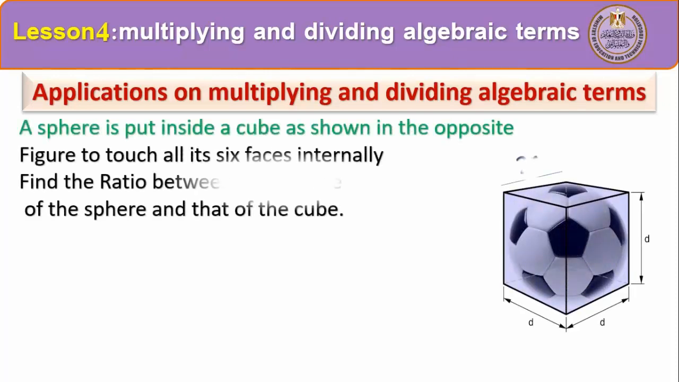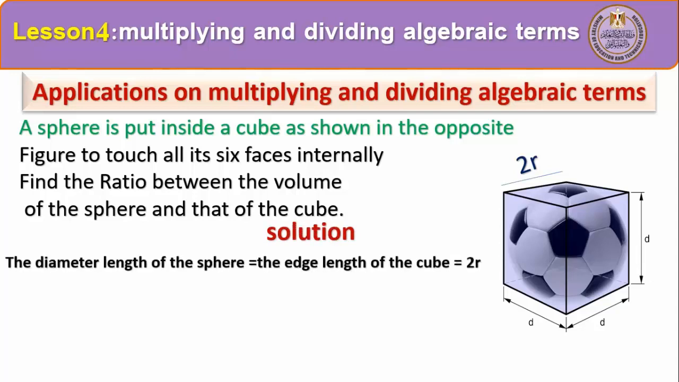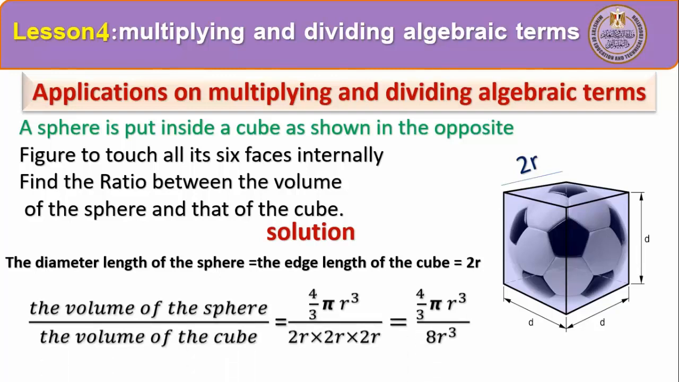Look at this example in the opposite figure. A sphere is put inside a cube, as shown in the opposite figure, to touch all its six faces. Now, find the ratio between the volume of the sphere and that of the cube. As you know, we must write the rule at first. The diameter length of the sphere equals the edge length of the cube, which is 2r. You know that the diameter is double the radius.